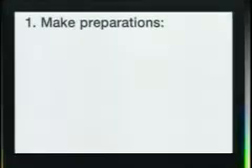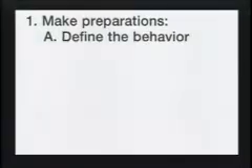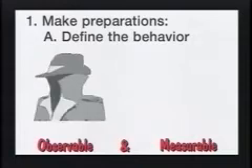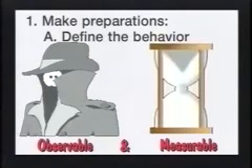Ciao. The first step in behavior contracts is make preparations. Begin by defining the behavior you want to change. The behavior must be observable and measurable. In other words, student behavior that you can see and measure.